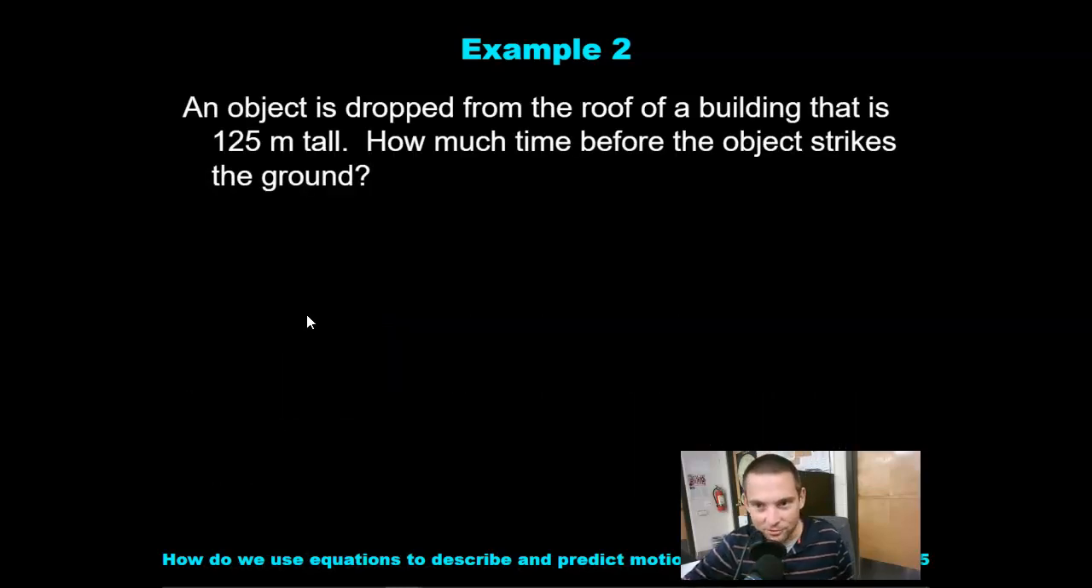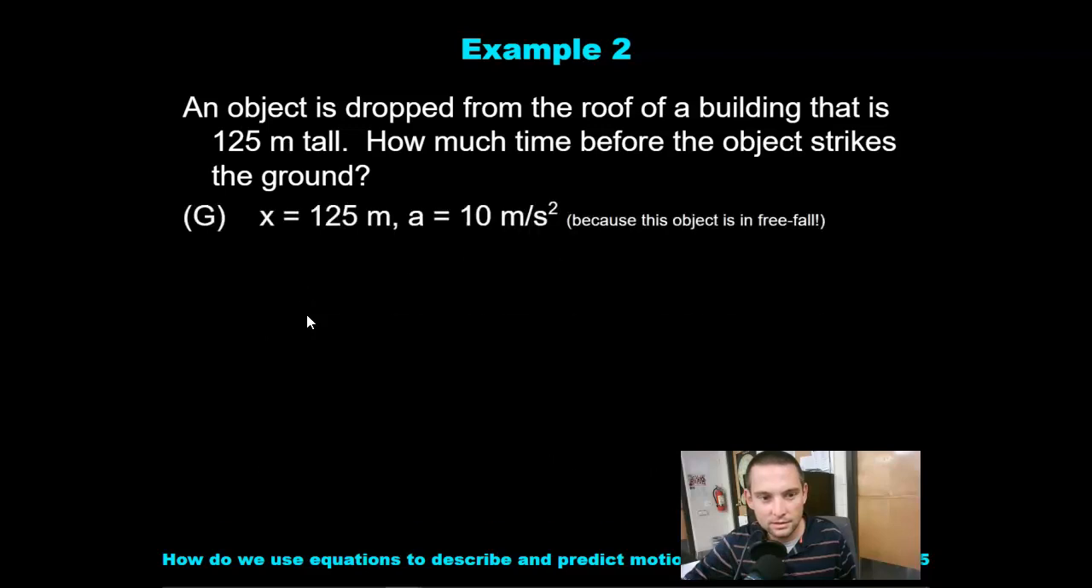An object is dropped from the roof of a building that is 125 meters tall. How much time before the object strikes the ground? Given. What given information do we have? Pause it. Try it yourself. x equals 125 meters. a equals 10 meters per second squared. That 10 meters per second squared is hidden in the problem. Because an object is dropped, that means it's undergoing free fall. And we know that free fall means we have an acceleration of 10 meters per second squared in the downward direction.